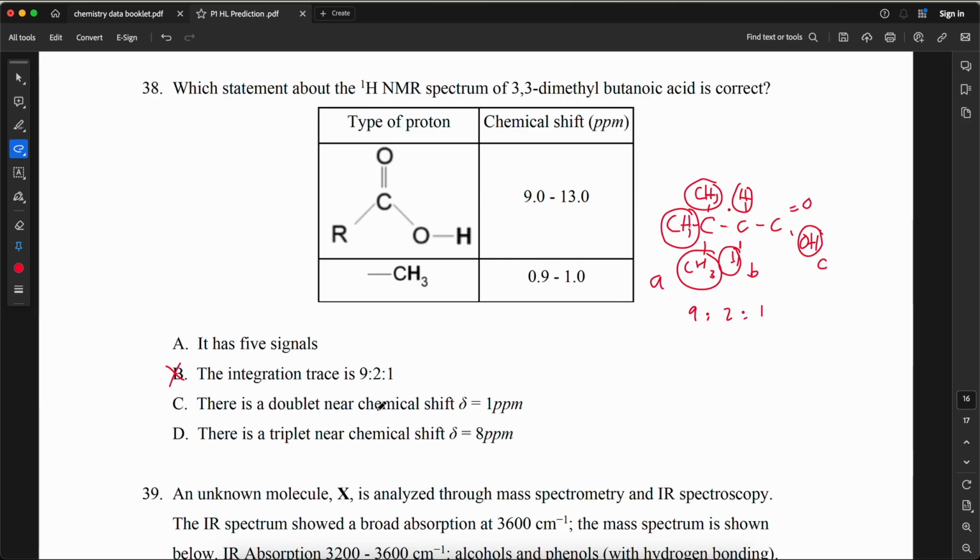There is a doublet near chemical shift 1 ppm. 1 ppm, it's CH3. Doublet, it is next to CH2. So it's not a doublet, but a triplet. There is a triplet near chemical shift 8 ppm. So this one, and for this one is next to C that has no H. So it is a singlet. So it's not a triplet. So the answer is B.